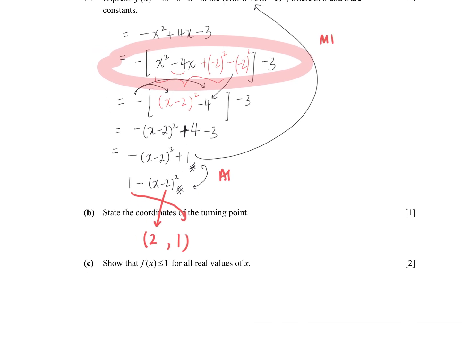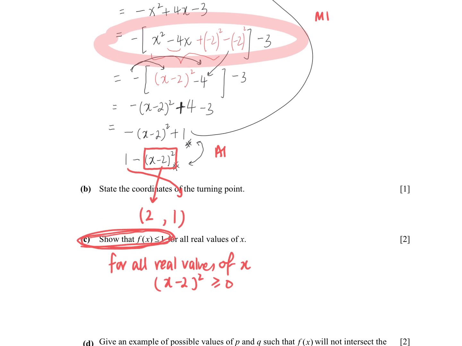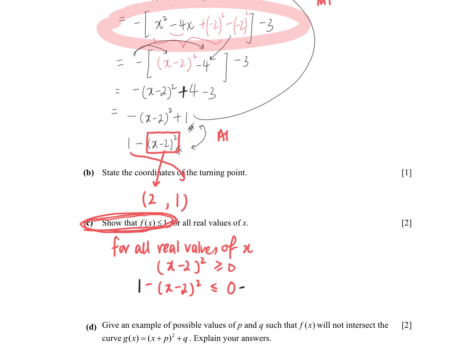Okay, next one. Showing. I tell you many times already, showing, you must use the very powerful for all real values of x. Okay, for all real values of x, you have this. So this thing is always greater or equals to 0. So first step, you write that. Second, there is a negative there. So when you apply negative, you got to flip the sign. So a lot of you never flip the sign. Then last one, you add 1 on both sides. So this is how you show that f of x is always less than or equals to 1.